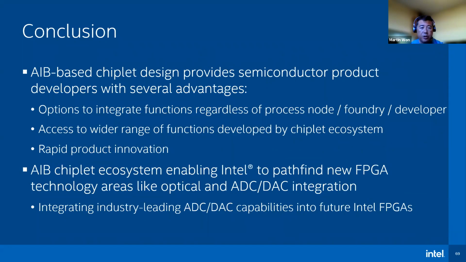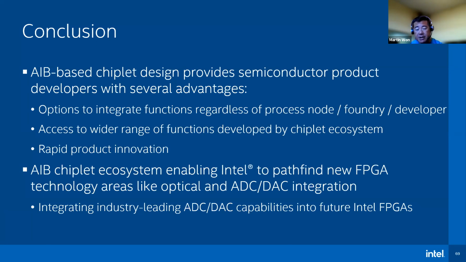So to conclude, with the preceding examples, I think you can see that AIB-based chiplet design certainly has provided Intel with several development advantages, including options to integrate functions regardless of the process node, foundry, or developer. As well, we have access to a much wider range of functions that are developed by the chiplet ecosystem and can more rapidly innovate our product development as a result.